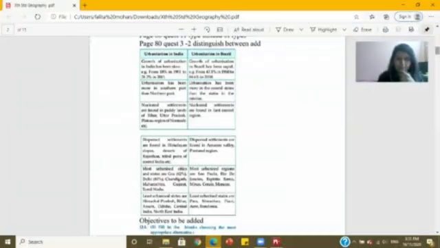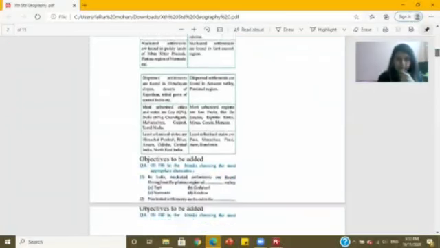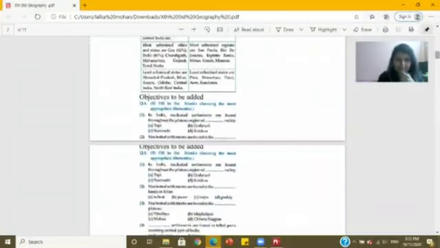Moving ahead to the objectives that will be added. Fill in the blanks, choosing the most appropriate alternative. I will be reading out the question along with the answer. In India, nucleated settlements are found throughout the plateau region of Narmada Valley. Second, nucleated settlements are found in the paddy lands in Bihar.